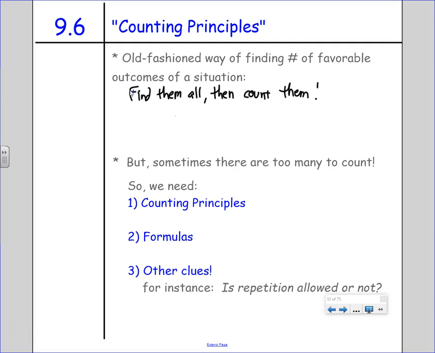Find them all and count them. That sounds fun. But sometimes there are too many to count, like most of the time. So we need counting principles, formulas, and other clues. That is the point of 9.6. How do we count in probability? Good job, guys. That counting will only help you if you really want to find all the situations. P.S. Part of the other clues is whether or not repetition is allowed. And some of you guys were having to think through, and you're like, oh, wait, but you put the slip of paper back in. Good. Sometimes it's really obvious to see the clues, and sometimes you got to dig a little deeper. You ready? Set and go.